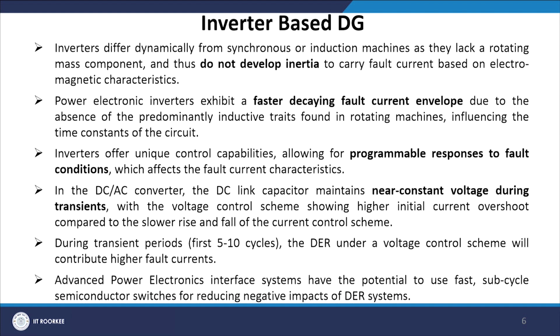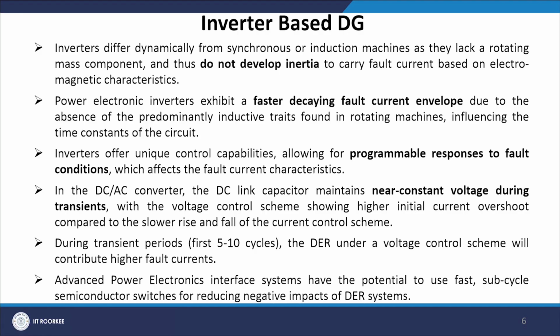Inverters offer unique control capabilities, allowing for programmable responses to fault conditions, which affect the fault current characteristics. In the DC-AC converter, the DC link capacitor maintains near constant voltage during transients, with the voltage control scheme showing higher initial current overshoot compared to the slower rise and fall of the current control scheme.